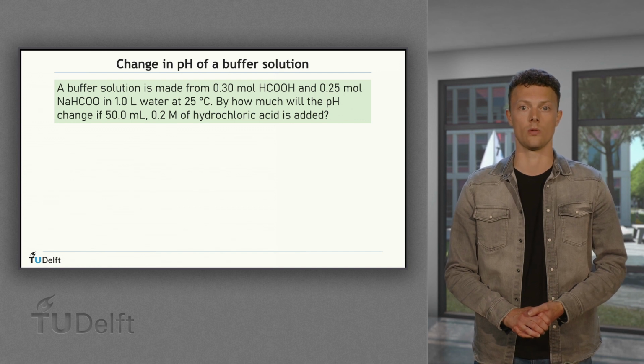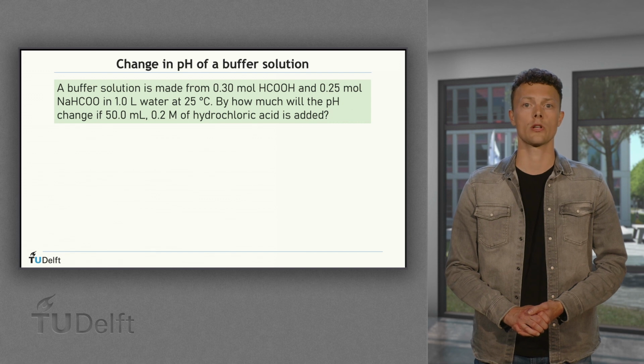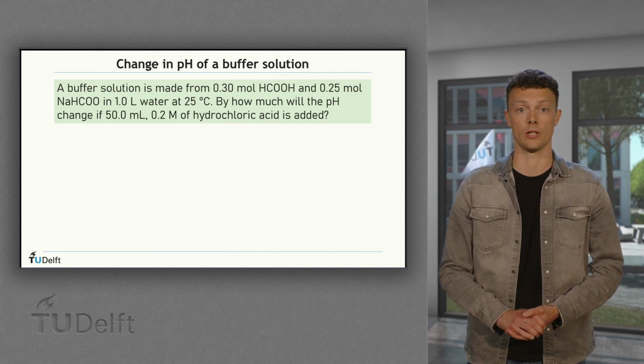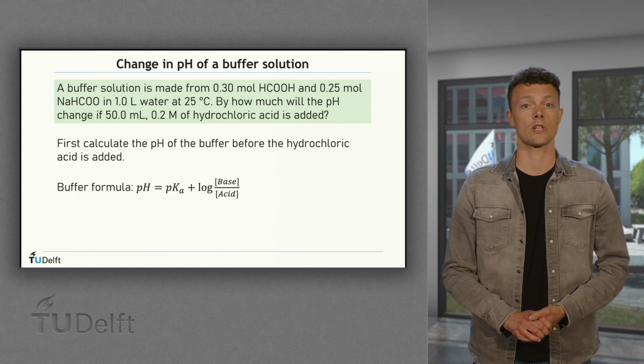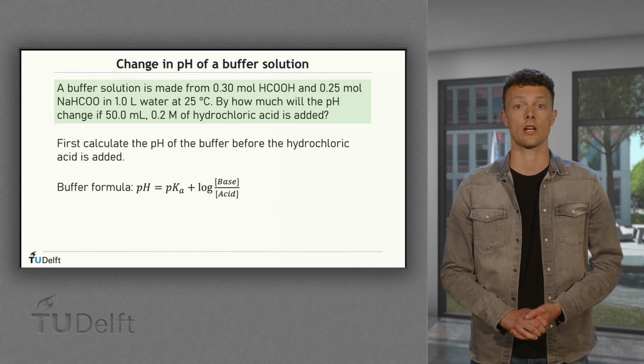sodium formate in 1 liter of water at 25 degrees Celsius. By how much will the pH change if 50 milliliters, 0.2 mol per liter of hydrochloric acid is added? The first step is to calculate the pH of the buffer solution before the hydrochloric acid is added.